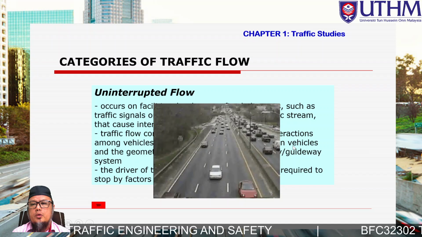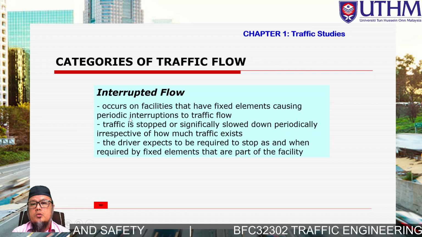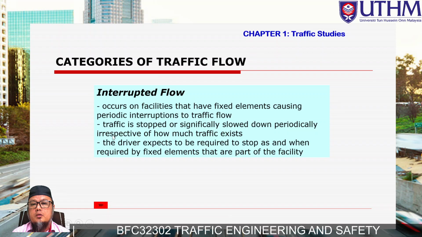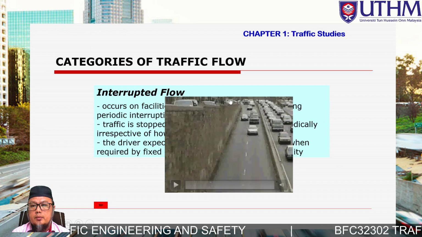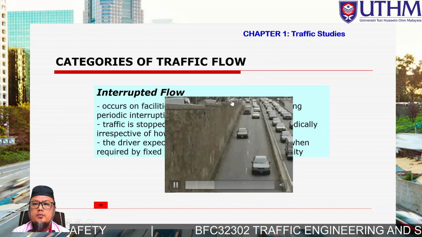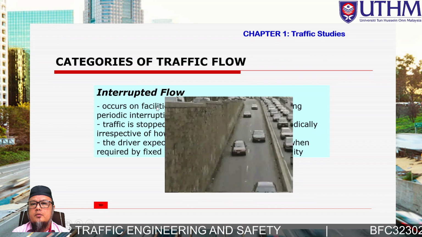Okay, next we have interrupted flow. It occurs on facilities that have fixed elements causing periodic interruption to the flow. So traffic stops and slows down significantly and periodically, irrespective of how much traffic exists. Please don't focus on this one, but focus on the upper roadway. You notice that the flow itself is going to be disrupted, with stop and move. So this could be the presence of a fixed element of the system that interrupts this flow.